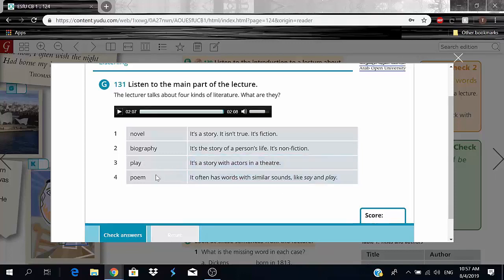And then finally, we have number four, poem. It's something that often has words with similar sounds, and it's about a certain subject, for example, love or hate or anger or trust, you get the idea. It often has words with similar sounds, kind of like rapping. Any of you listen to rap music, a lot of the rappers like to rhyme, and this is kind of similar to it, but not really. So for example, say and play, hi and bye. You get the idea.